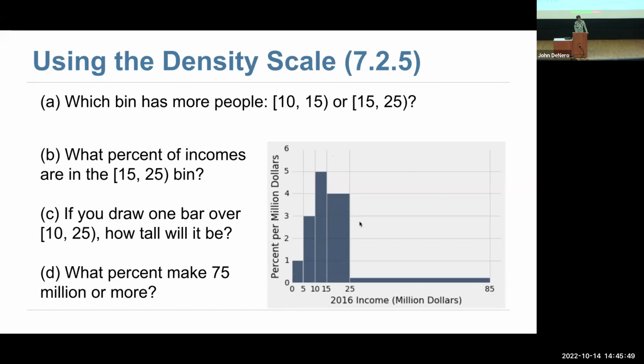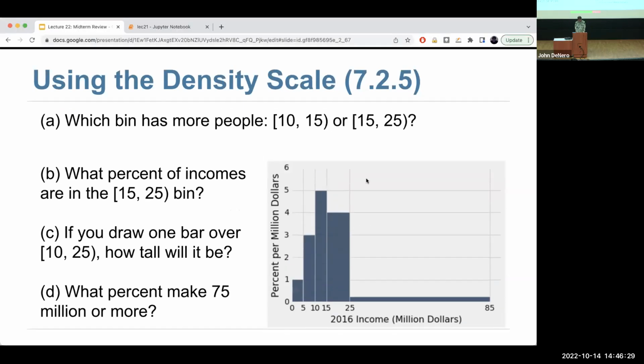In the density scale, the number of people in a bin depends on two things: the number of people in the population and the area of the bin. So which bin has more people is another way of asking which bin has more area. Which one has more area? 10 to 15 or 15 to 25? I think it takes more ink to draw this one than to draw this one. It has more area. We can compute the areas of both.